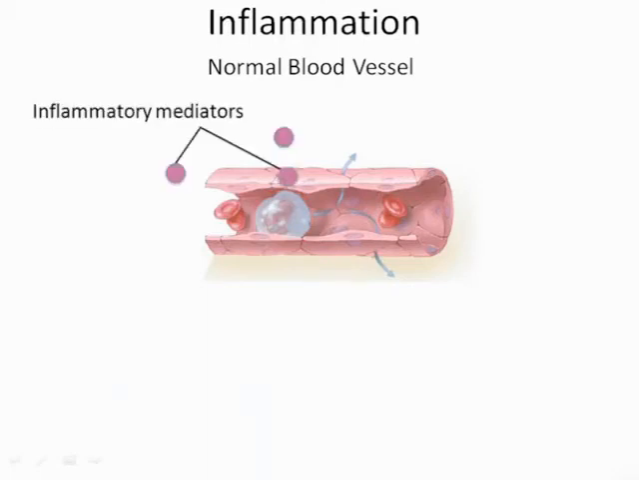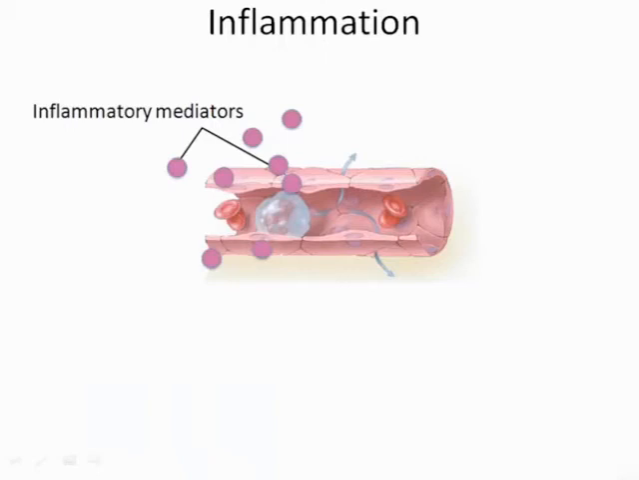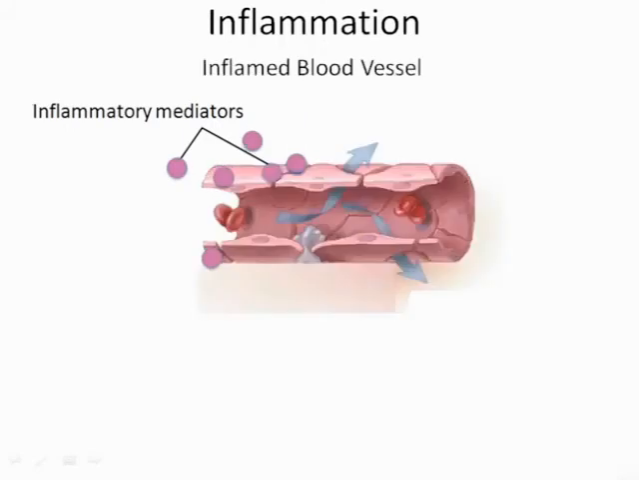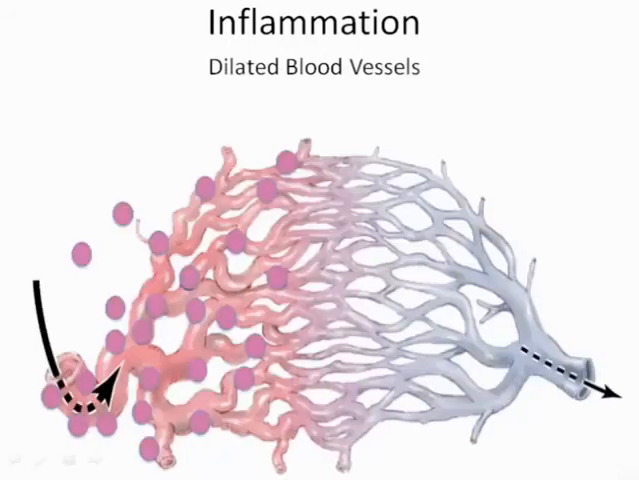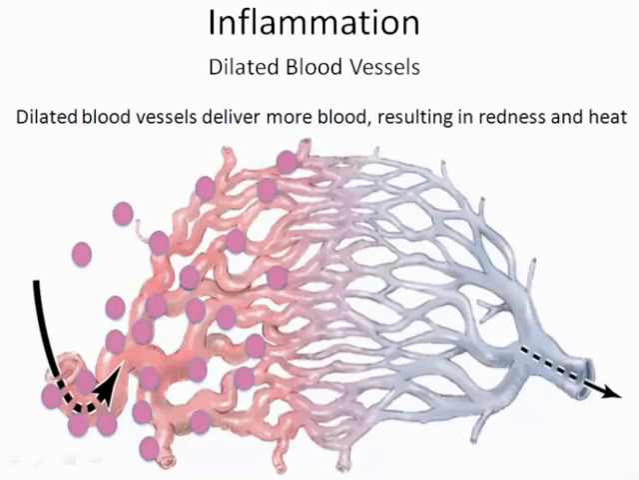But when inflammatory mediators attach, the blood vessels dilate. That is, they get larger in diameter. And since dilation is occurring in many blood vessels, more blood is delivered to the tissue. Blood is red and blood is warm, so more blood means more red color and more heat, two signs of inflammation.